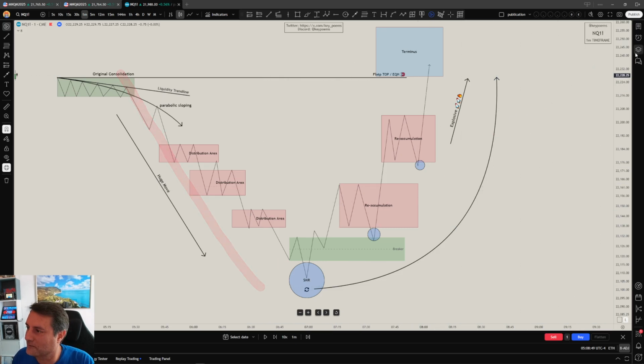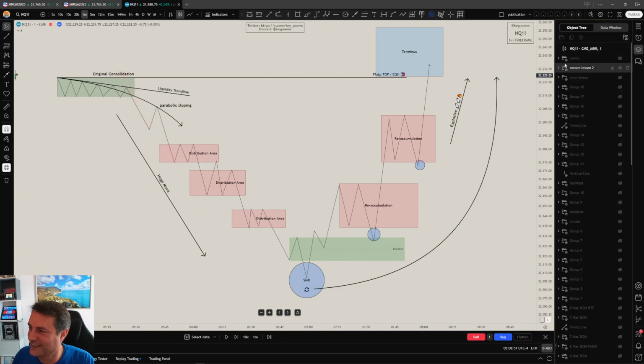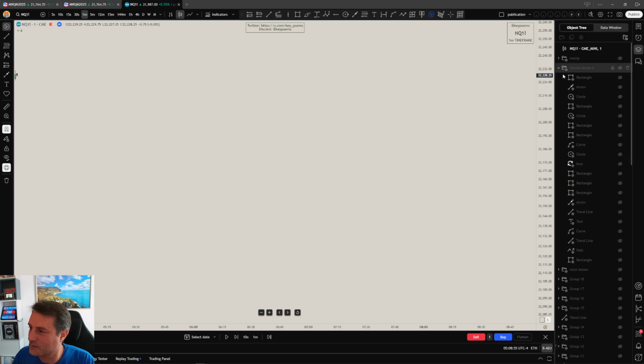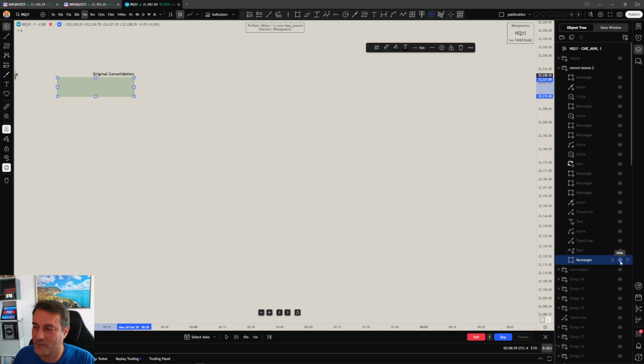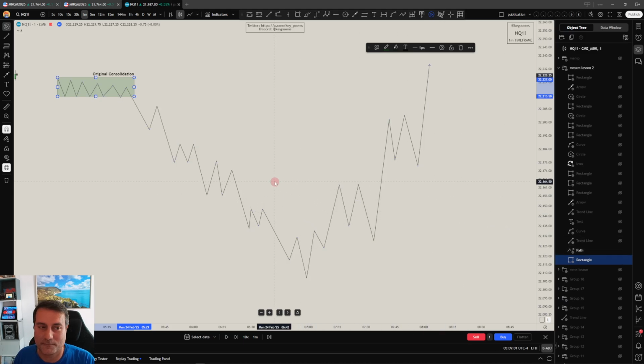Let's run it like I designed it, which is, let me hide it all. And we go through it step by step. So a market making model starts with original consolidation. That is an area where price reached a certain level and starts stalling. And then the impetus to continue to the upside is exhausted.